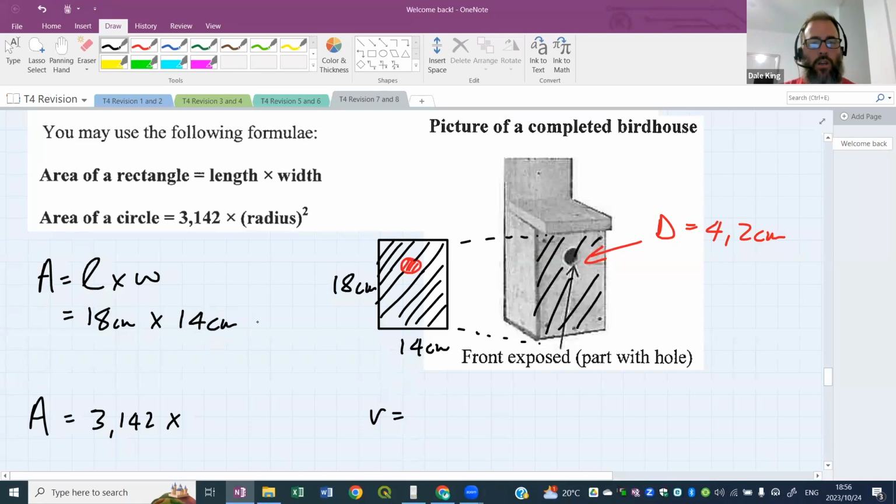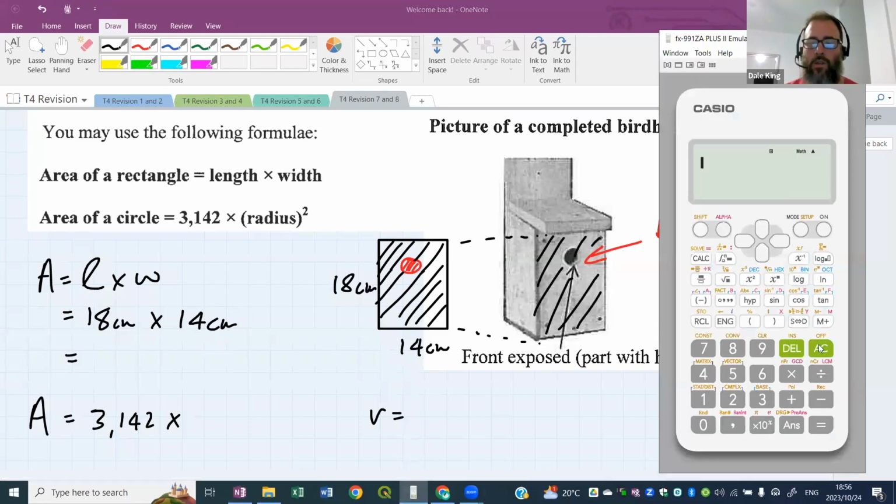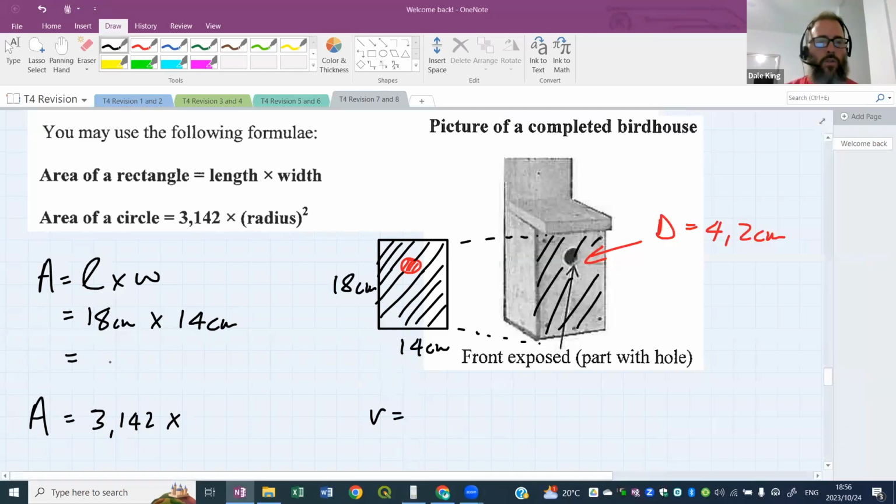The question says they want an answer in centimeters squared, so our units are fine. Just check on that, but our units are fine. We're working in centimeters. So I'm going to work this one out now. 18 times 14 is 252 centimeters squared for the rectangle.